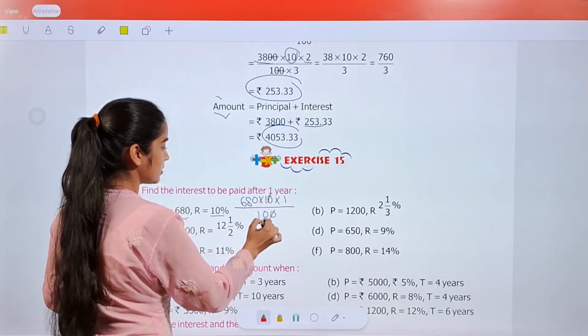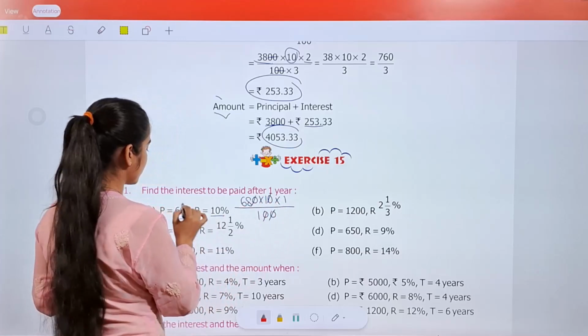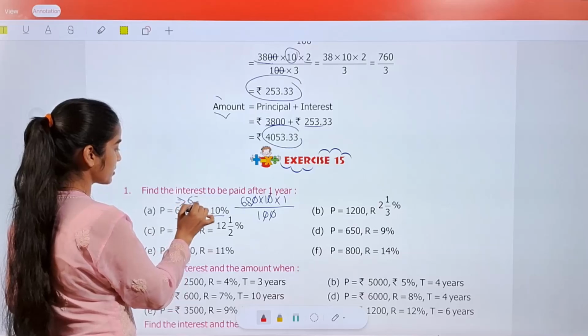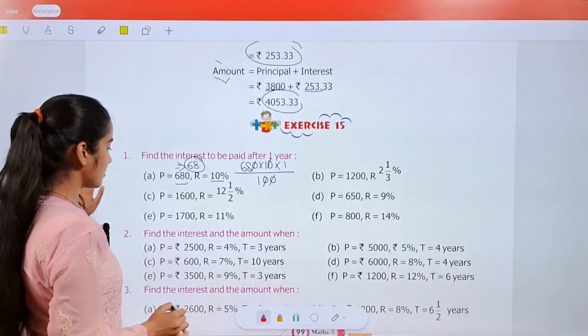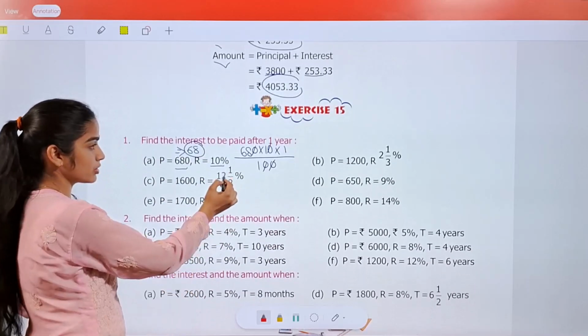Zero is cancelled. 68 rupees. यहाँ पे कितना पे करना पड़ेगा? 68 rupees. ठीक है. सिमिलरली यहाँ पर नेक्स्ट ये वाला क्वेश्चन, ये वाला सॉल्व कर देती हूँ.